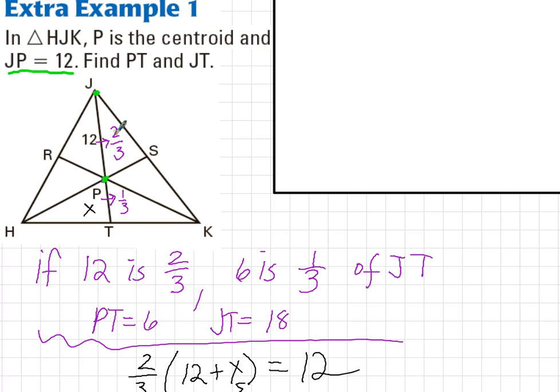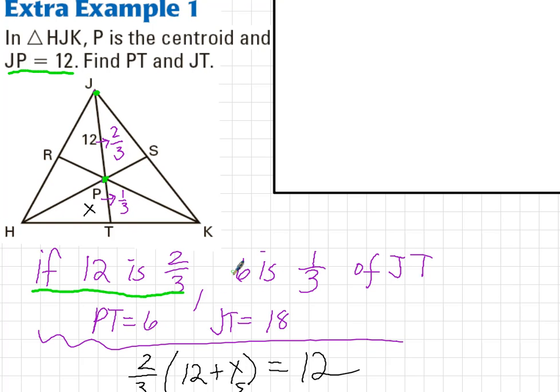What we learned is that this centroid divides this median into two pieces. One that's 2/3 of the total length, the other that's 1/3 of the total length. What that means is this top piece, JP, is actually twice as big as the smaller piece. So the way to solve it, if 12 is 2/3 of the total length and 6 is 1/3 of JT, then PT is going to equal 6.